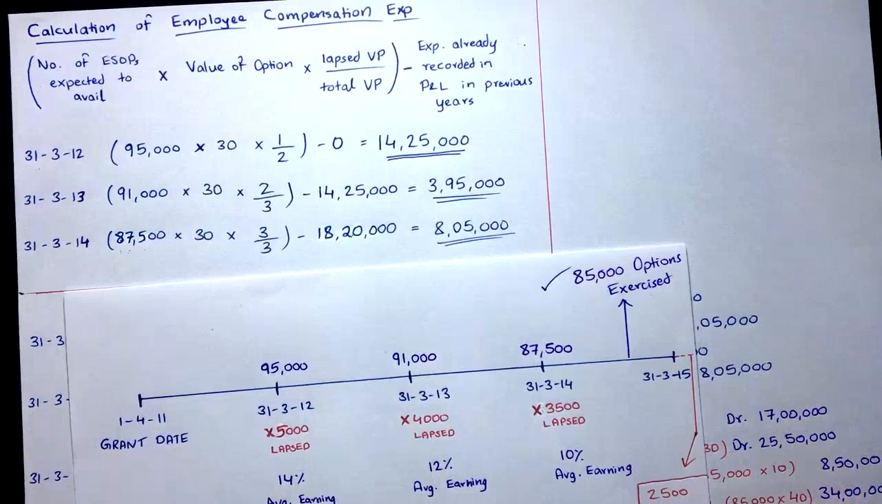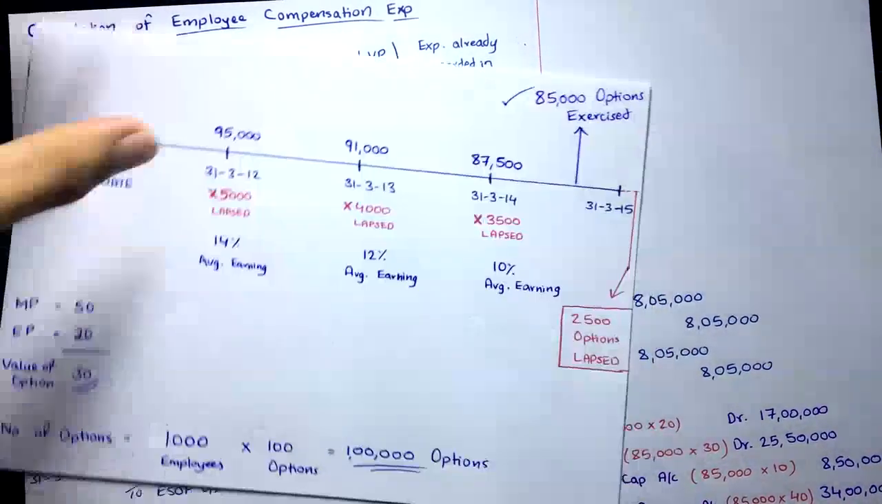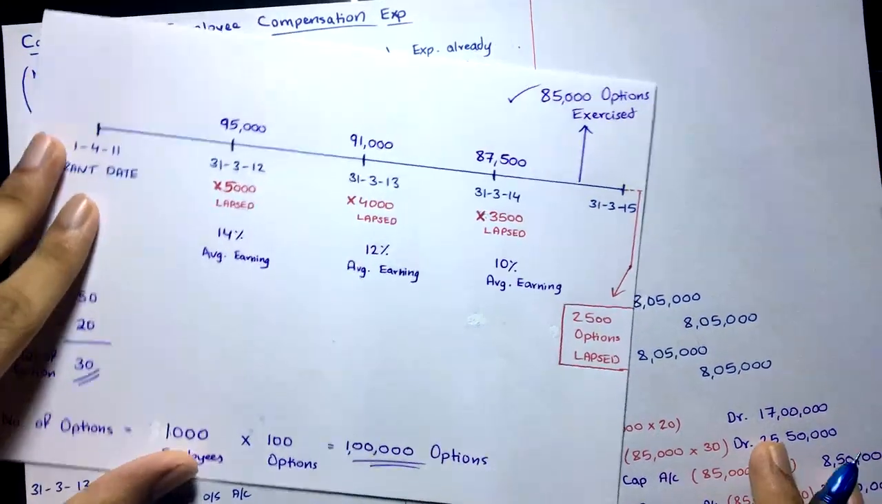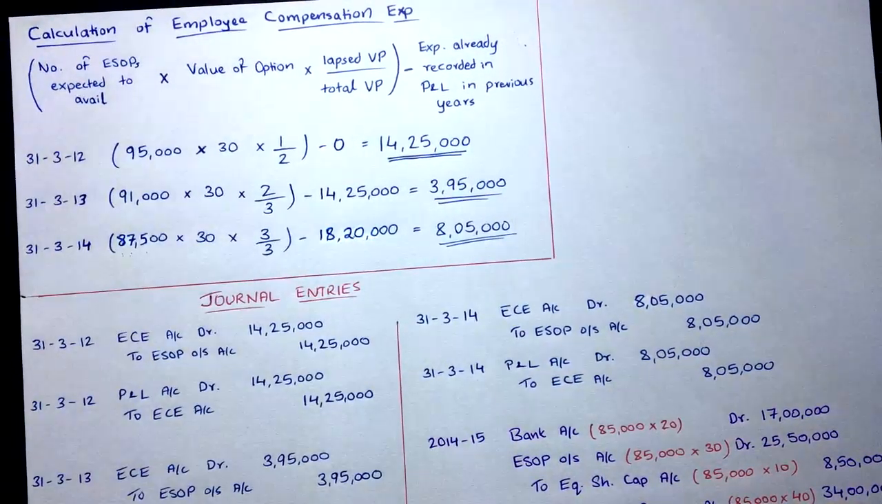Simple as that. Yeah, it's very simple. If you do the diagram right, if you understand and get the question proper, then everything is easy. Yeah, now let's see the journal entries.